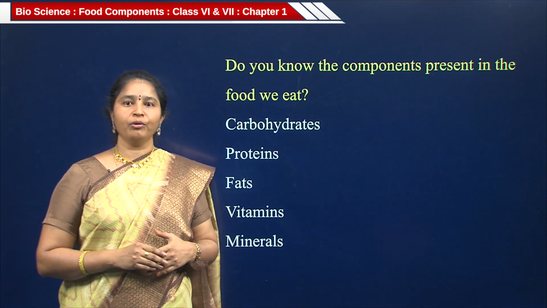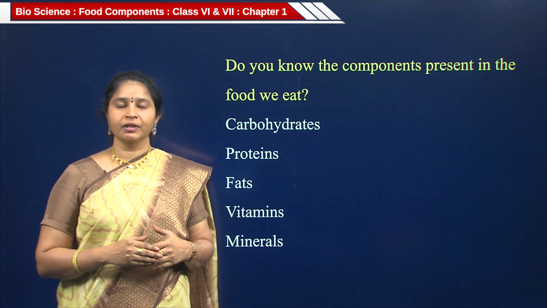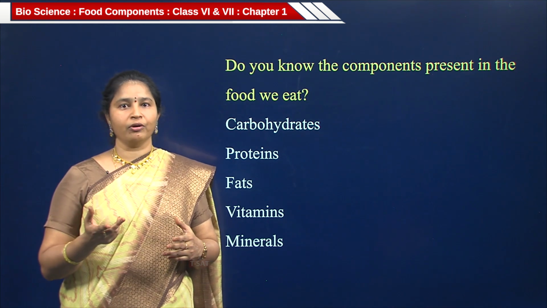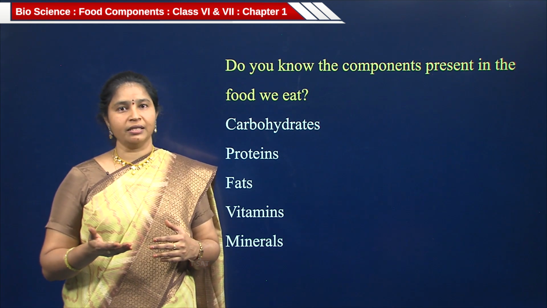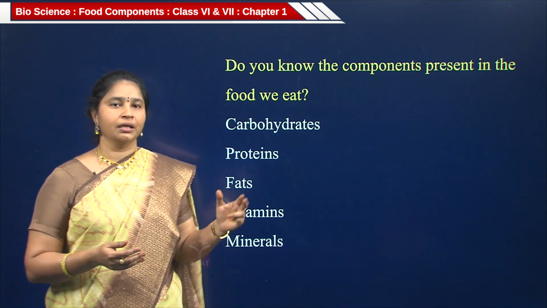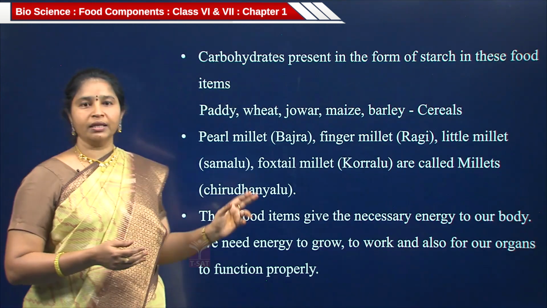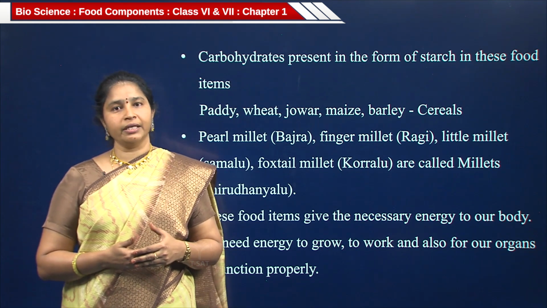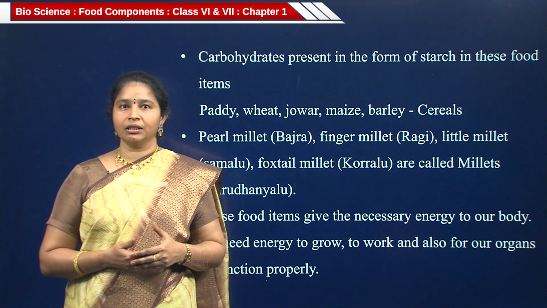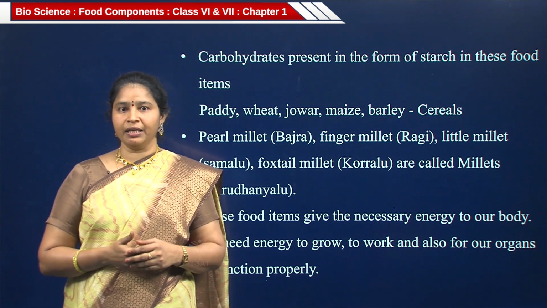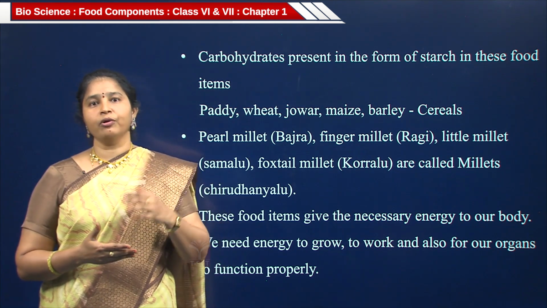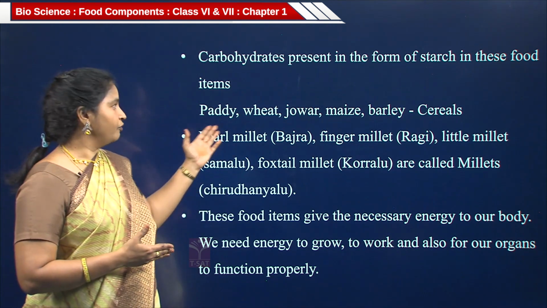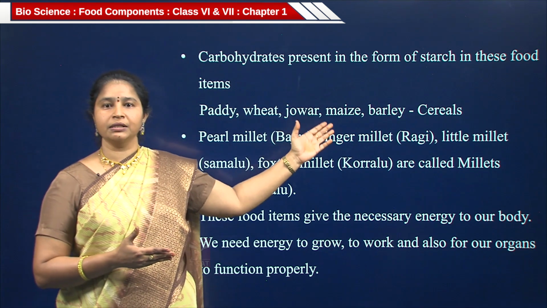Do you know the components present in the food we eat? These are the most important ones that we should know. First one is carbohydrates, then proteins, fats, vitamins and minerals. Let us see one by one what they do and why they are very important. Carbohydrates are present in the form of starch in the food items which we take every day. So, where are these carbohydrates present? You can see the examples here: paddy, wheat, jowar, maize, barley.